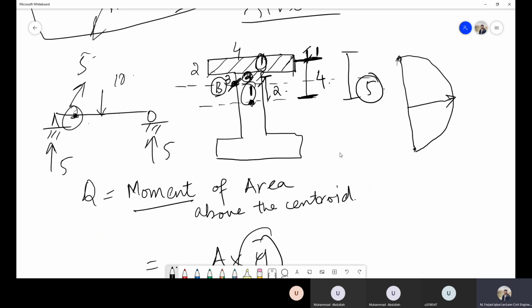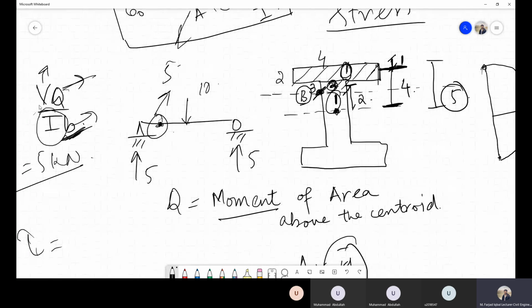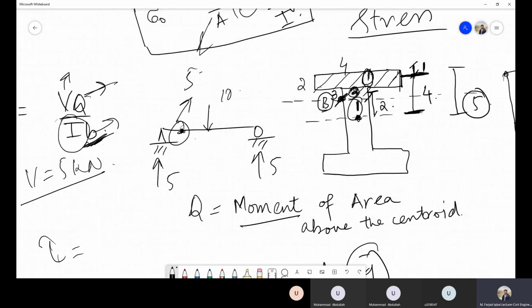Can anyone tell me why it is maximum at center by looking at this formula? Abdullah.